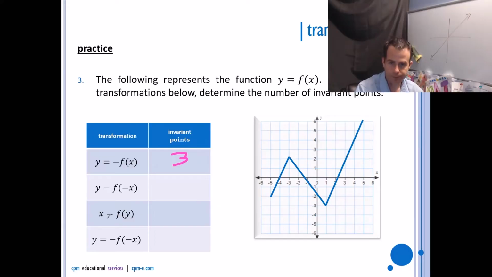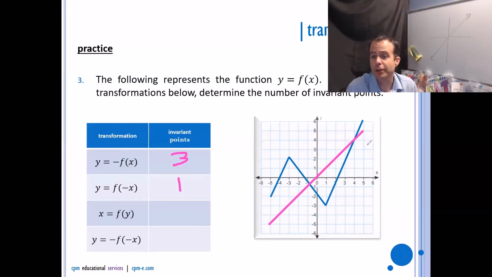there'd be 1 there. Okay, for the x equals f of y, please, please, please always draw that line in, okay? Always get the proper visual there. So here I am putting that line in, and I'm just looking for the points 1, 2, 3. Any intersection with that line, whether you can see it nicely or not, would be an invariant point, okay? So it's always better to draw that line in, okay?